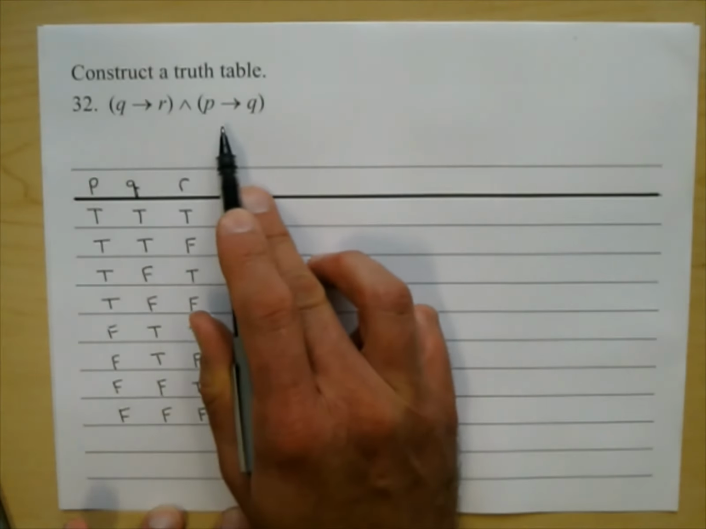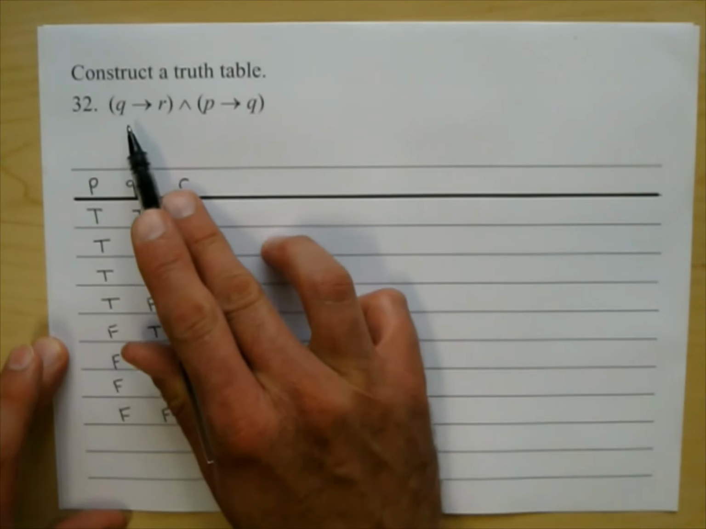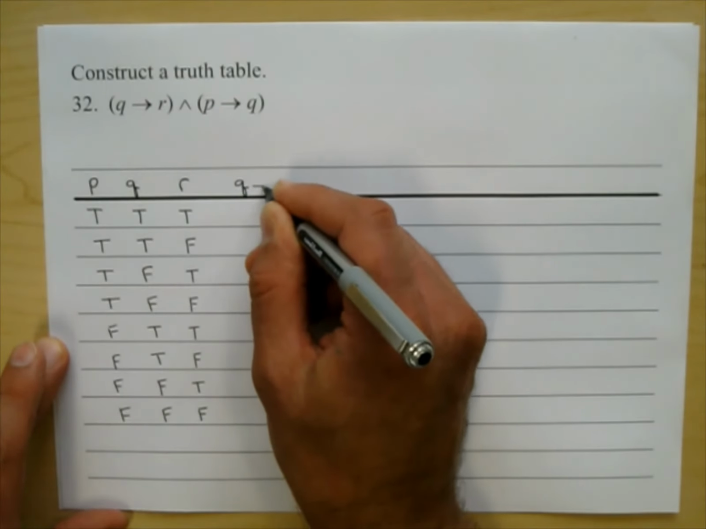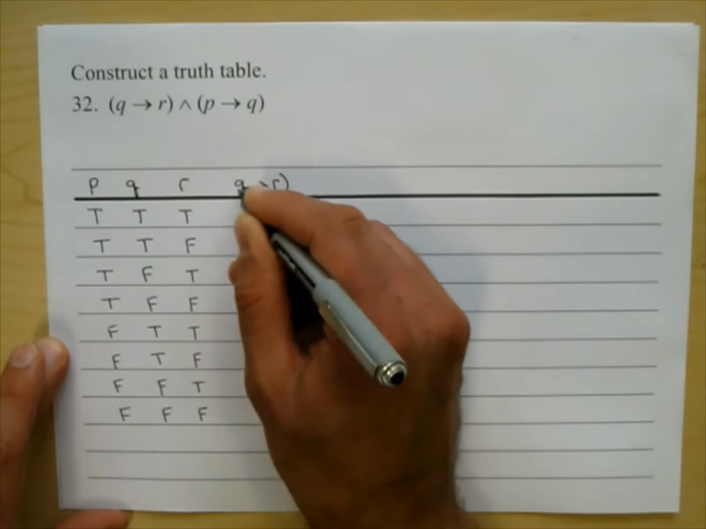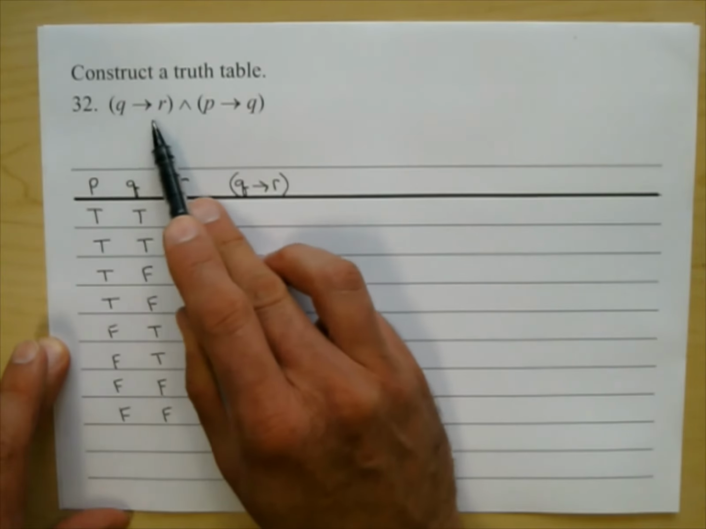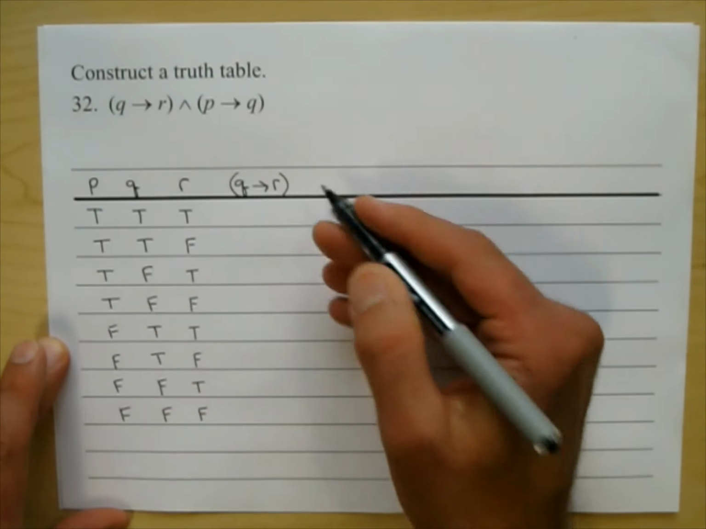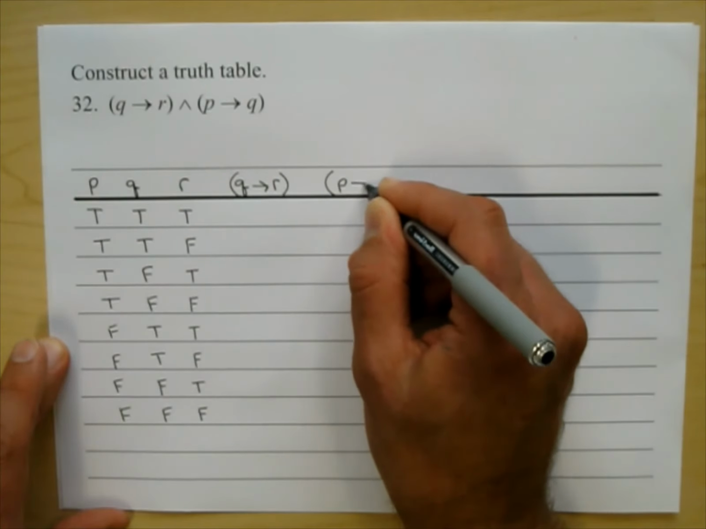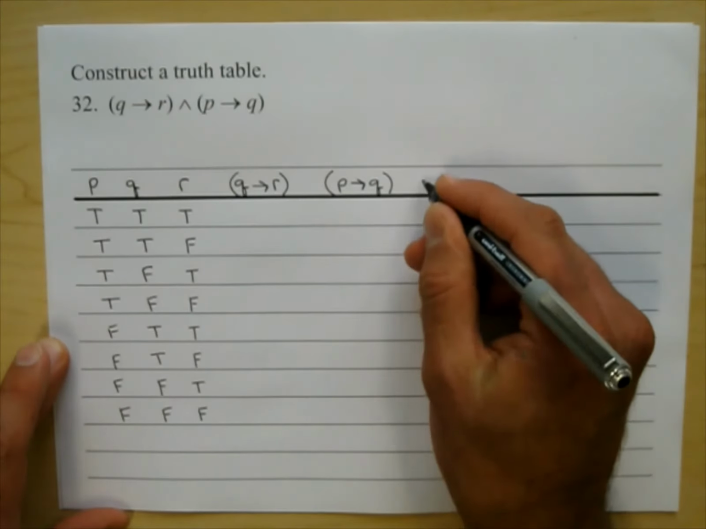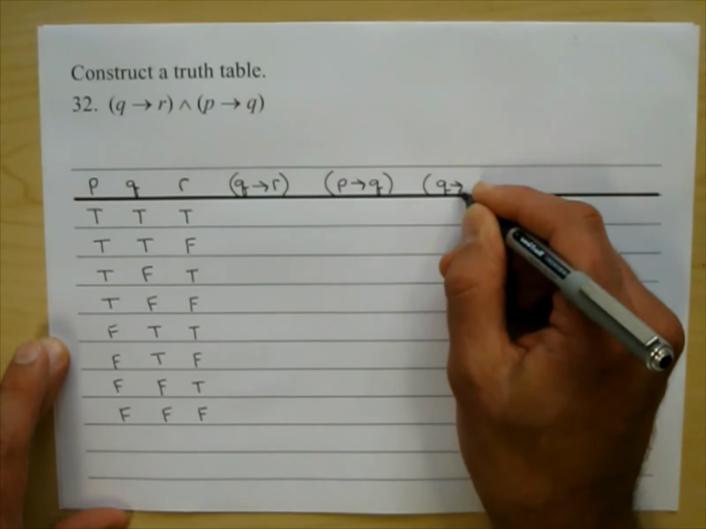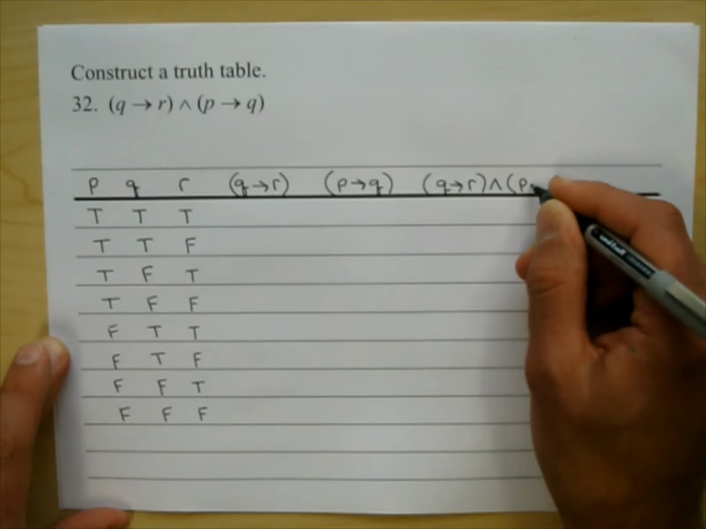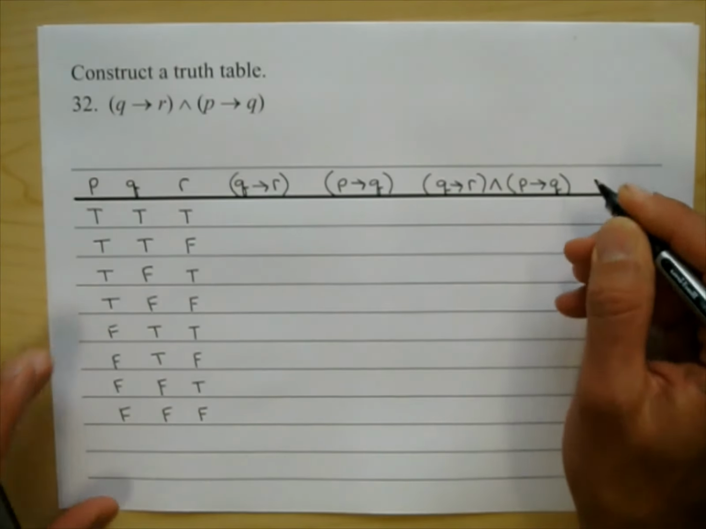So let's go ahead and build this. I need an if Q then R. So the first part is built. There's an and here. I want to build this part as well. If P, then Q. Okay, so that's that part. And now I can put it all together. So we'll just put this whole statement right here.